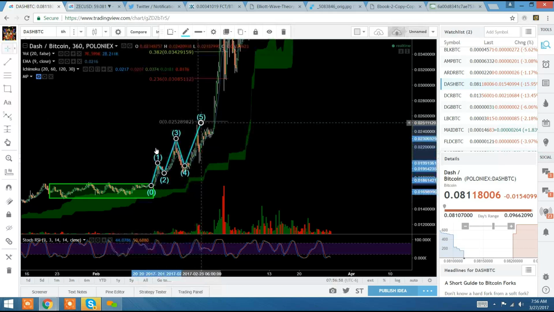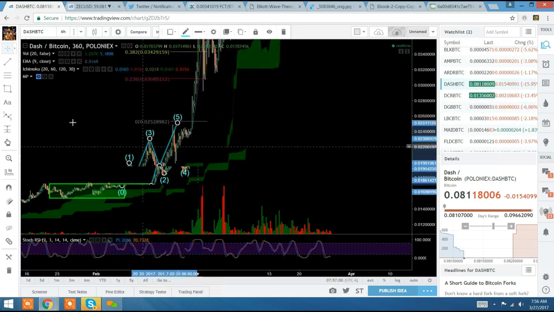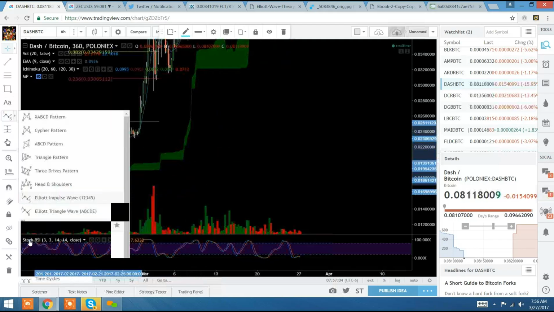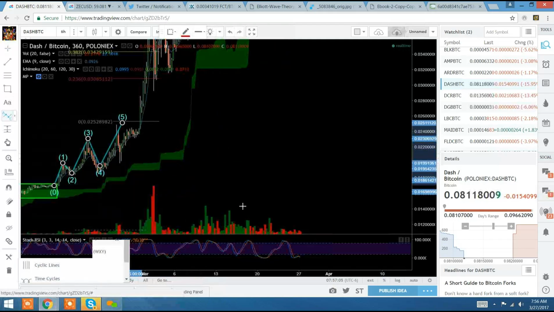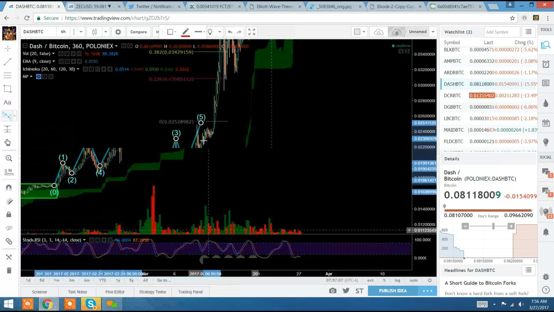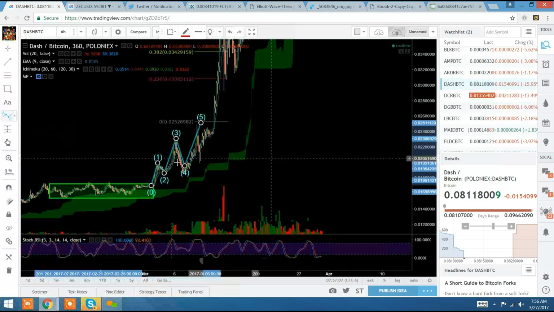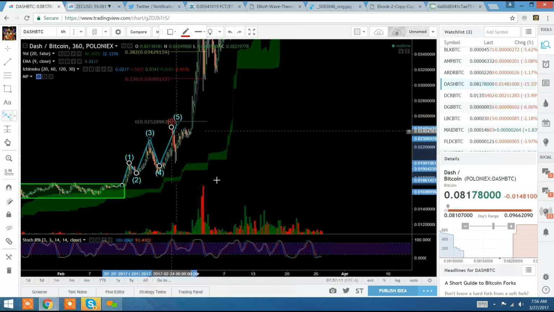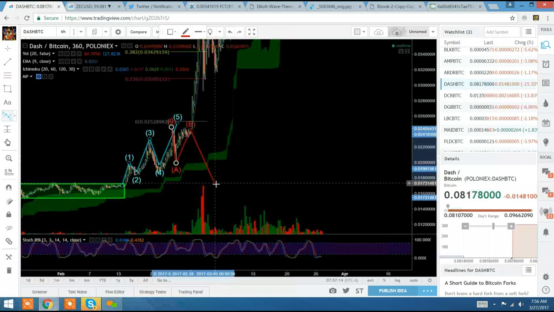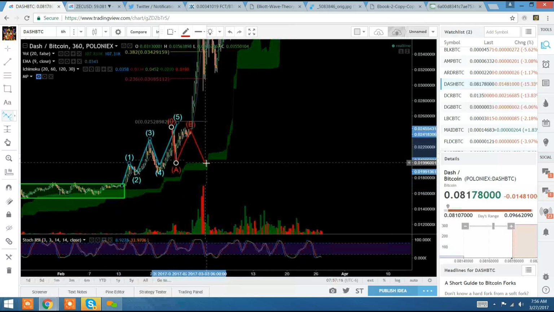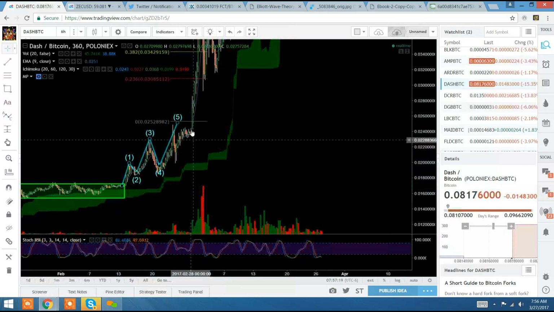It's the same thing. As you map these things out, you start to get little hints of what might happen here. This is where I was expecting an A, a B, and then a C down, maybe back down even to the top of this box, or at least to this cloud. But we didn't get it. It basically denied that ABC retracement and, bang, broke out further.